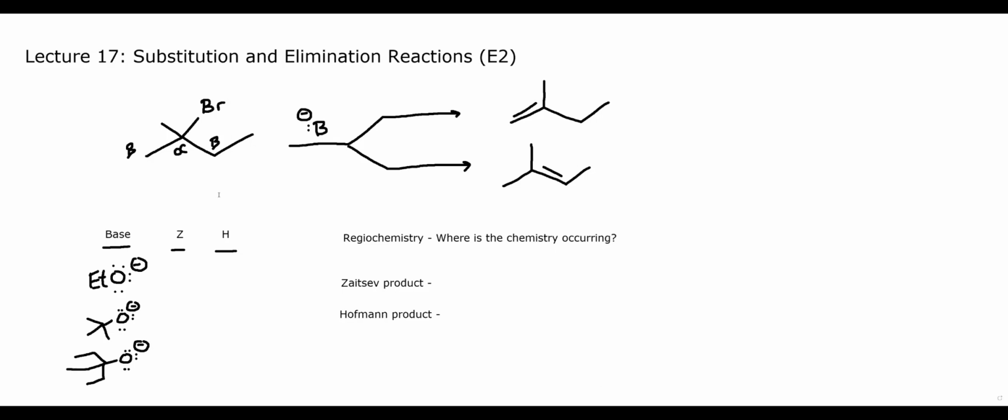Okay, so now hopping into some more details for the E2 reaction, let's look at this substrate. We have this bromine here. This is our leaving group. And we have a 1, 2, 3, 4, 5 carbon substrate. This bromine is attached to this carbon here. This carbon we would call the alpha carbon. Okay, that's what the bromine is attached to.